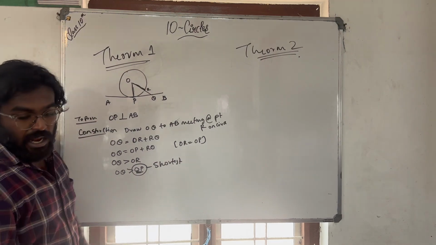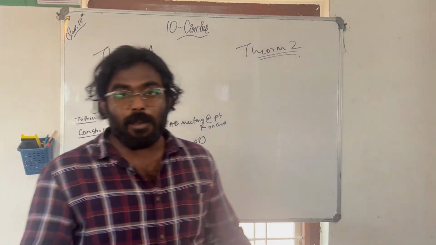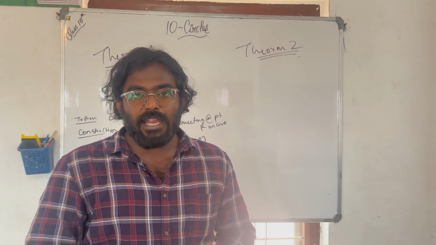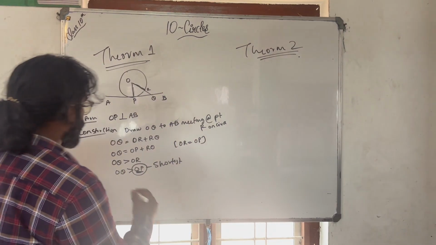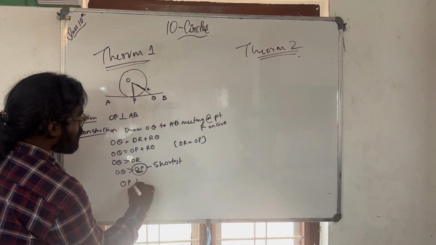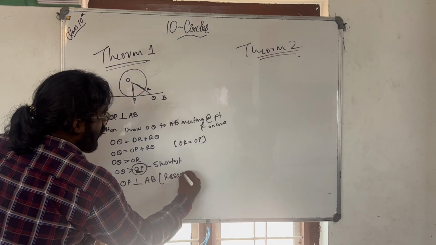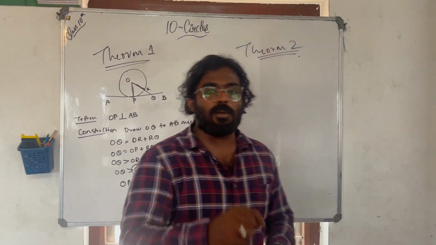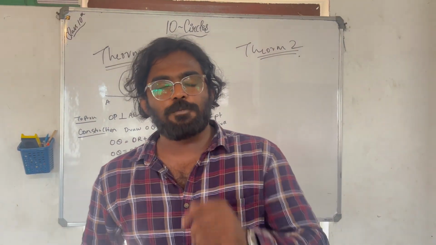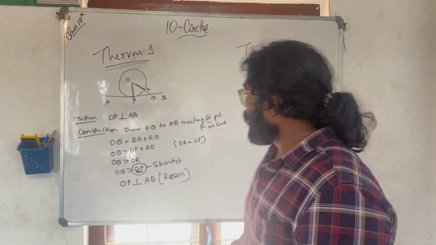So what do I tell again? The shortest distance from the point to the line is perpendicular. So we will say that OP is perpendicular to AB. Reason. Reason is what? The shortest distance from a point to the line is always perpendicular. That's the first theorem. I hope you understood that.